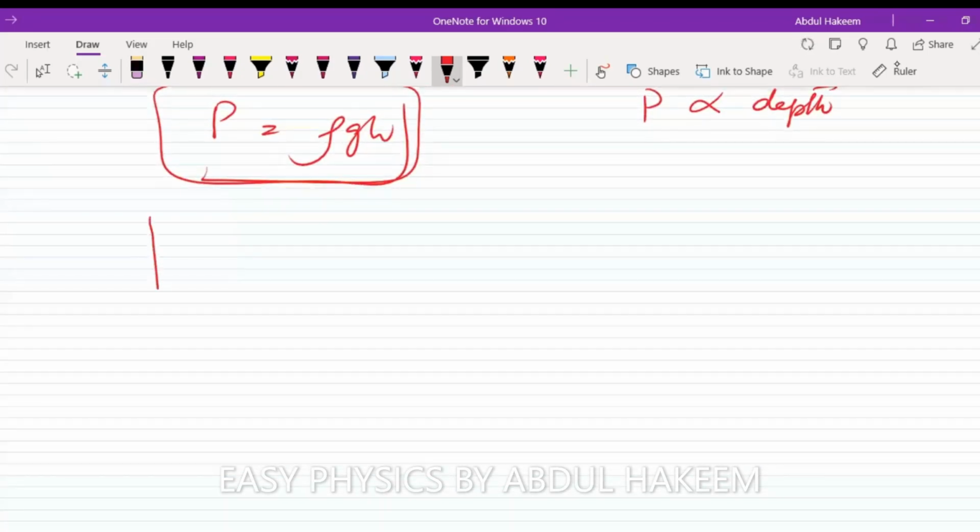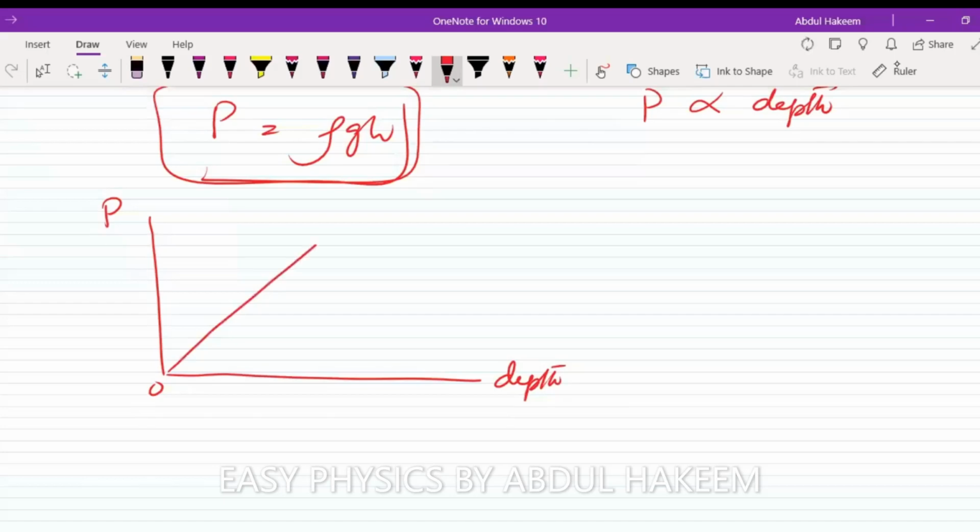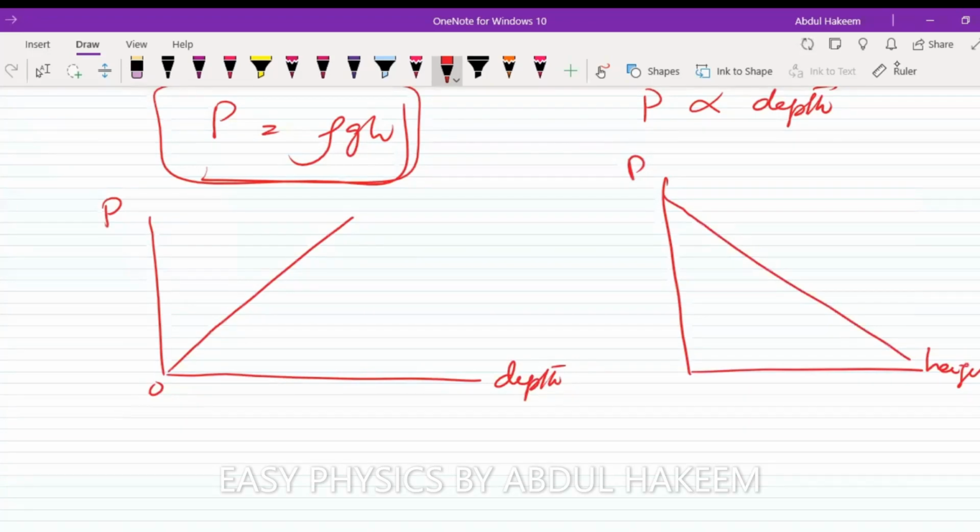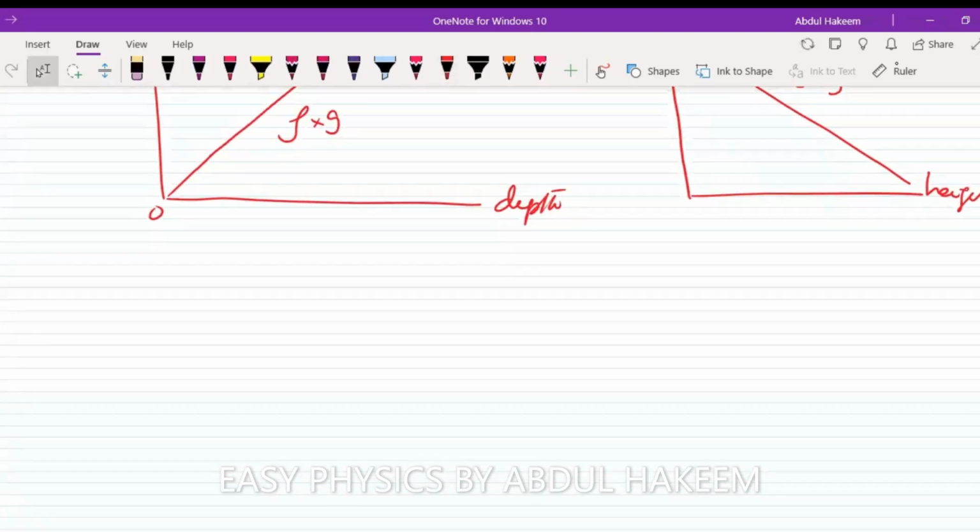So do remember, if this is the depth, this is the pressure, it's like this. If the h is taken here, then this is a graph. And the gradient of both will be density times g, density times g. When we have to calculate the density, the formula is mass per unit volume, and the volume of a sphere is 4/3 πr³.